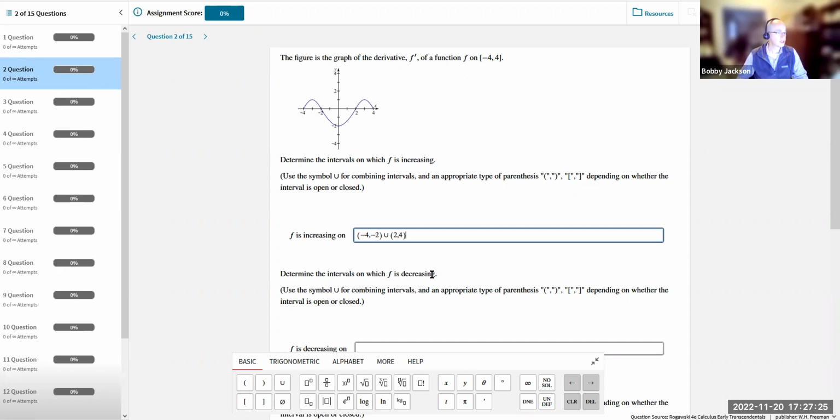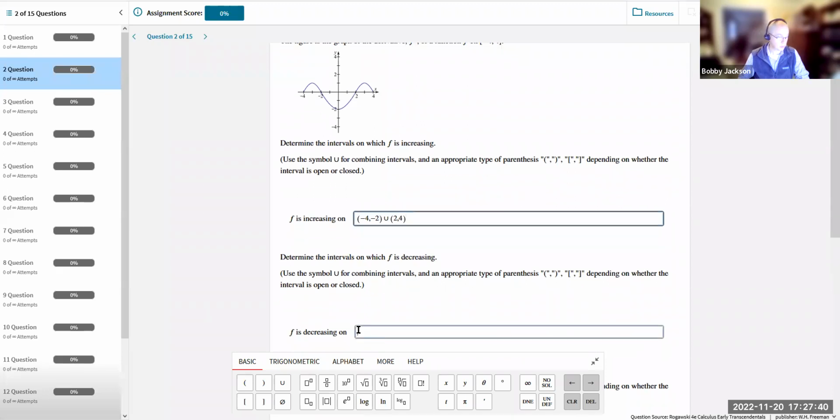Determine the intervals where the function f is decreasing. Okay, well, that's going to be where the derivative is negative. So we're looking now at the graph of the derivative. When is it negative? When it's below the x-axis. So this portion here between -2 and +2. So that's where the function f will be decreasing. So -2, comma 2, close parentheses. Okay.